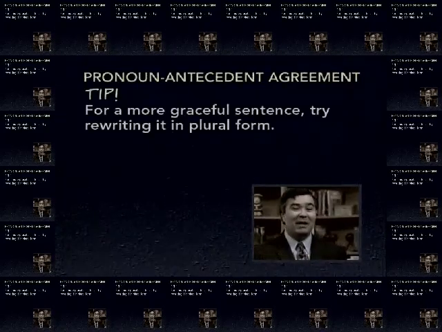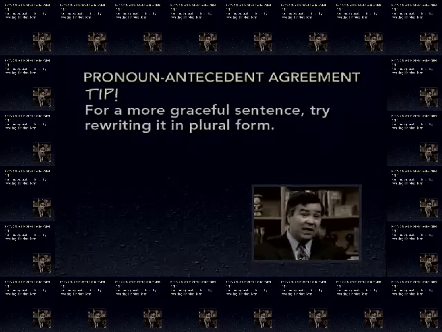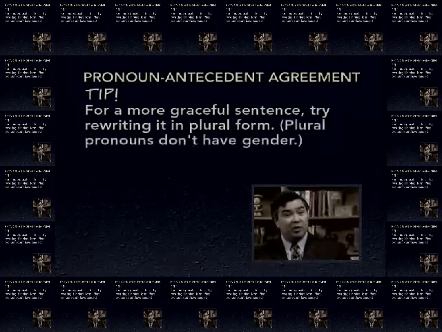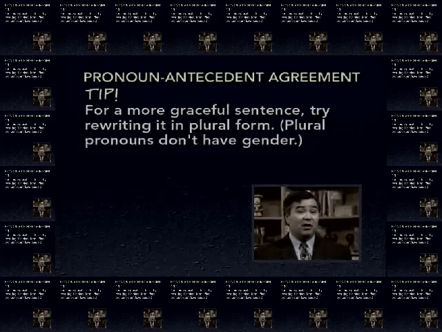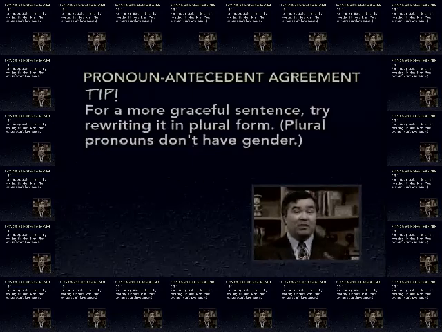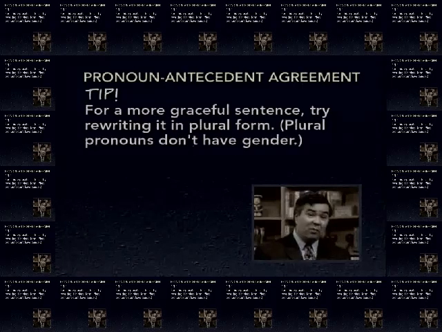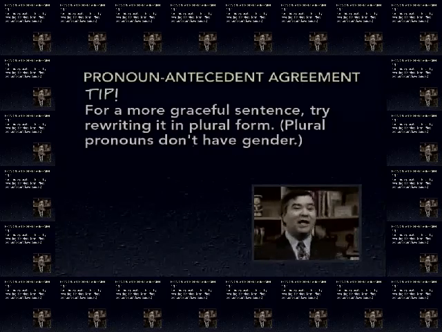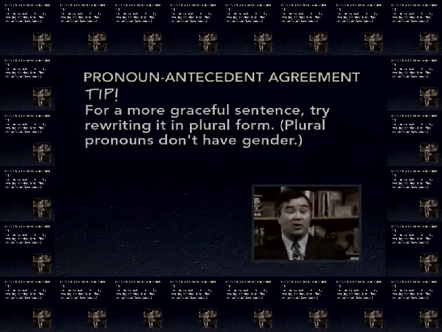Here's the clever thing about the English language. As we've seen, in English, plural pronouns don't have gender. There's no masculine or feminine. You use they, them, and their, no matter whether you're dealing with male, female, or neuter antecedents. So if you make a sentence like this plural, you get beyond the gender issue altogether.